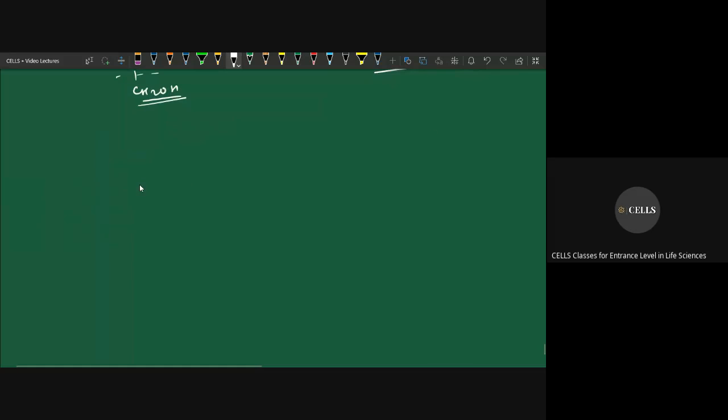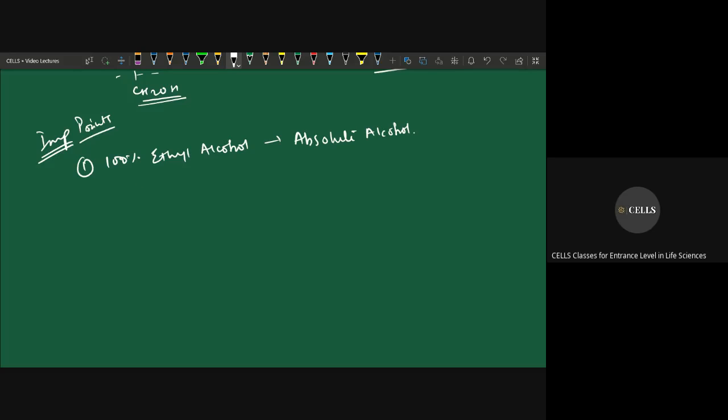Now some important points. 100% ethyl alcohol is known as absolute alcohol. Second, 95%.